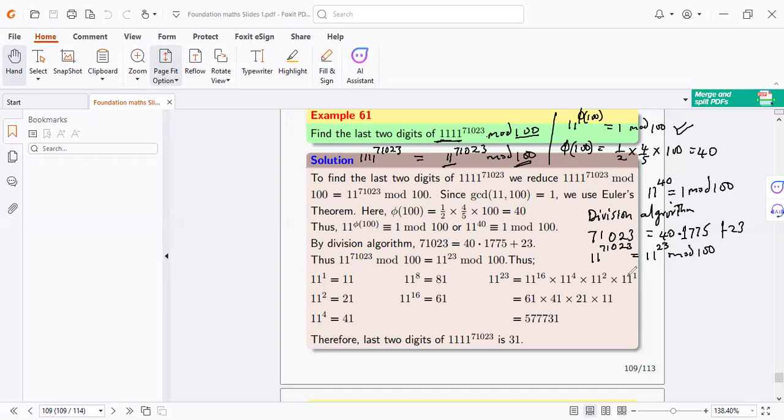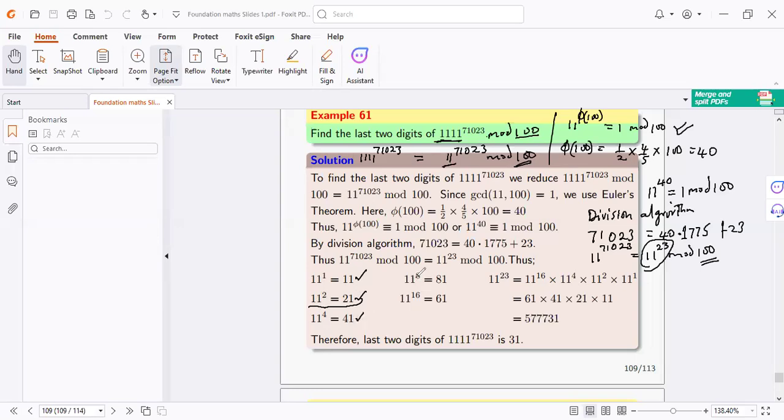becomes very easy. Now, at this point, you can use the fast powering algorithm. If this number were prime, you would have used the Fermat theorem, but it's not prime, so there are other methods. You can use the fast powering algorithm. 11 raised to 1 is 11. 11 raised to 2, just square 11. When you square 11 and divide by 100, the remainder is 21. 11 raised to 4, just square this part. 21 squared, then divided by 100, the remainder will be 41.